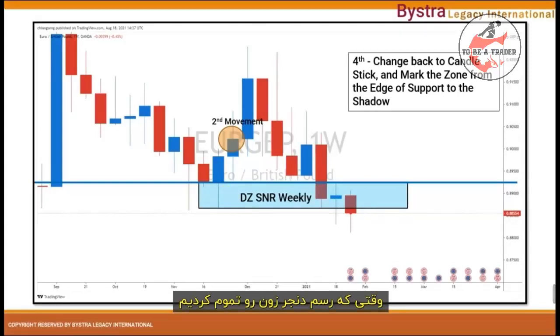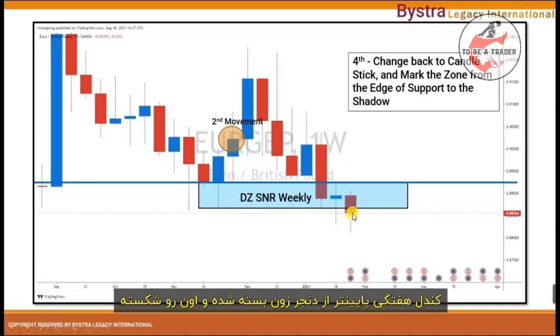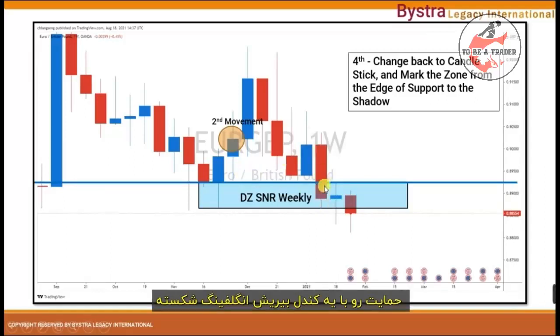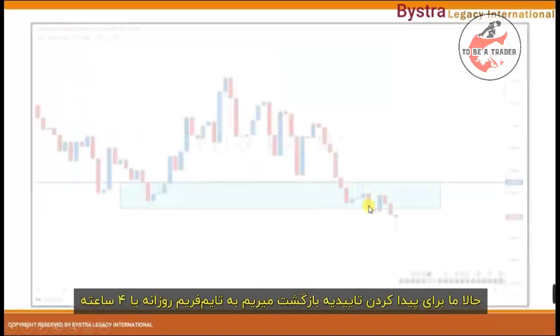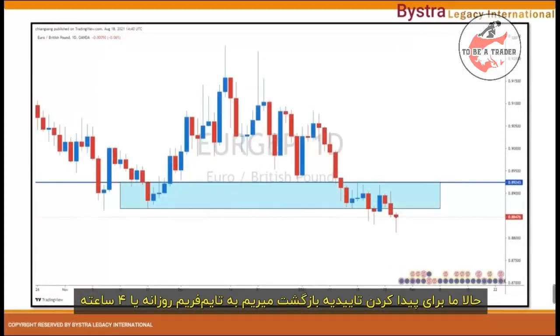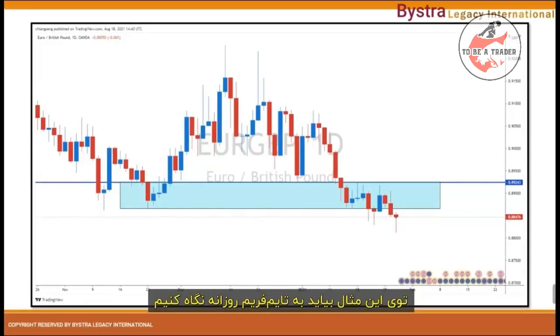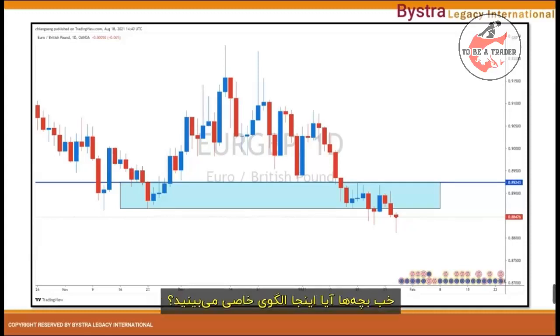Once we are done with our danger zone SNR marking, next what should we do? As we can see here, the weekly candlestick has closed below the danger zone SNR and broke the support. Okay, it broke the support with a bearish engulfing, and then the weekly candlestick closed below this danger zone SNR weekly. We now move to the daily time frame to look for confirmation of rejection, or the H4 time frame. In this case, let's look at the daily time frame. So do you see any pattern here, guys?